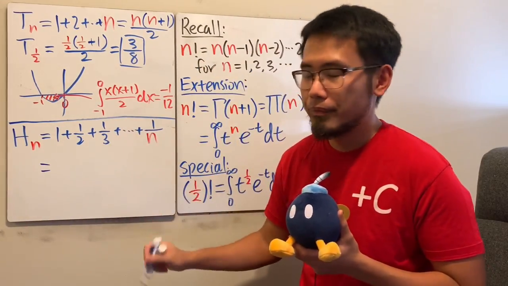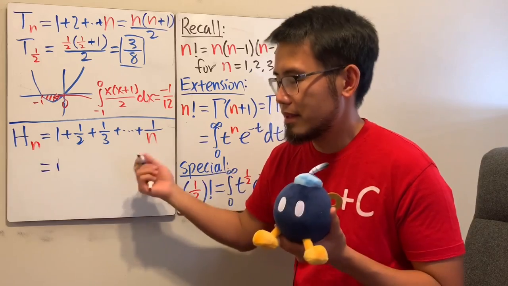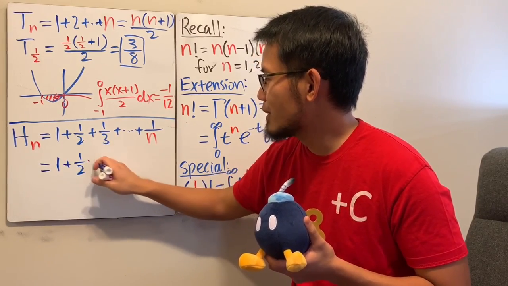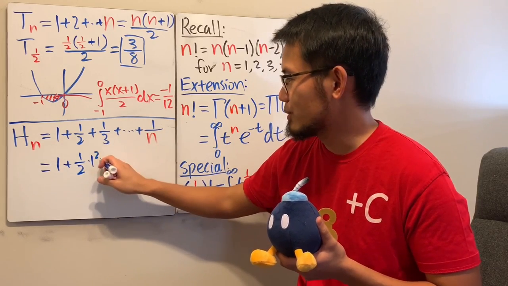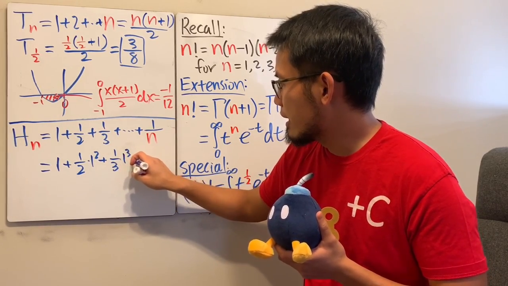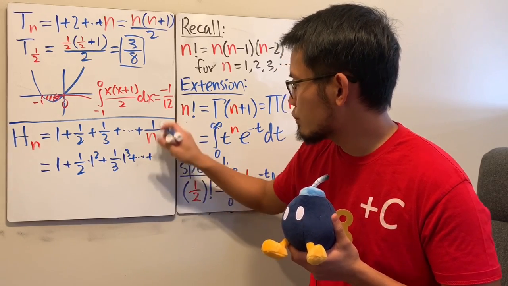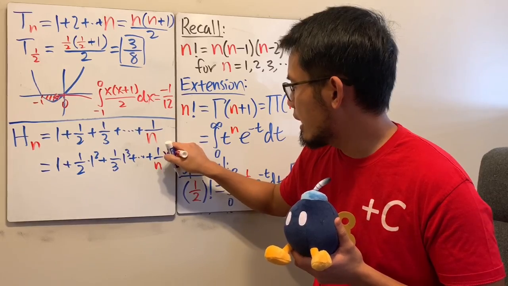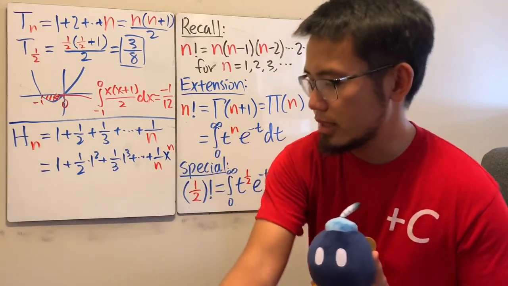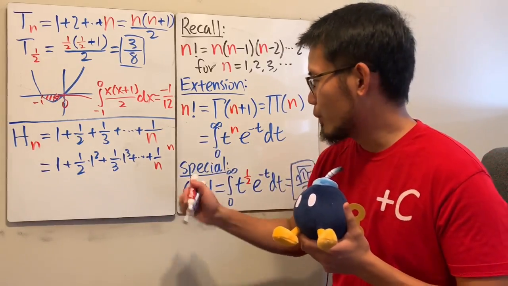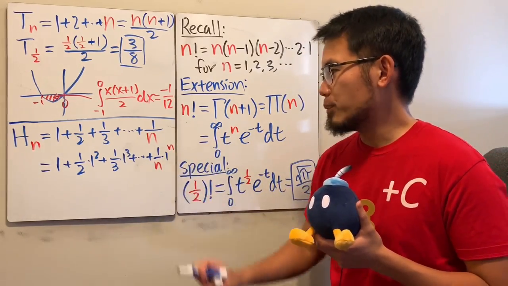Have a look. 1 is 1. 1/2 is equal to 1/2 times 1 squared, let me just do that on purpose. And then 1/3 is the same as 1/3 times 1 cubed, and then plus dot dot dot, and the last one is just 1/n, and then you should have 1 to the nth power, like that. All right, so this is what we have. And why did I bring this up?